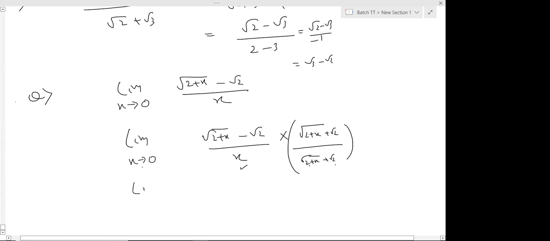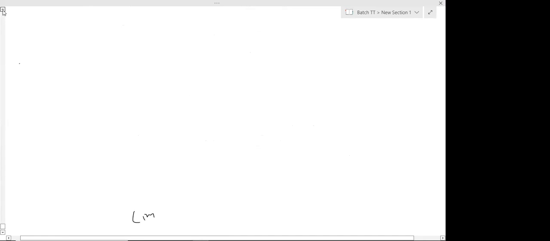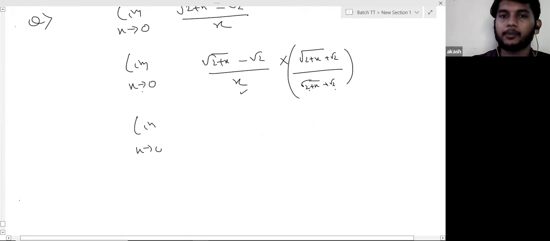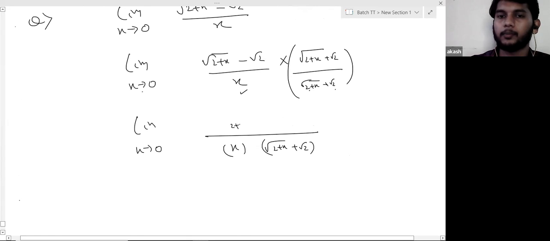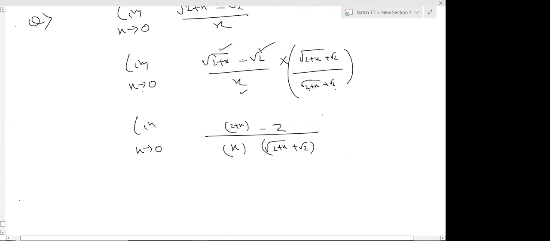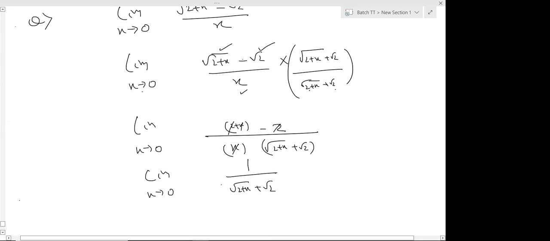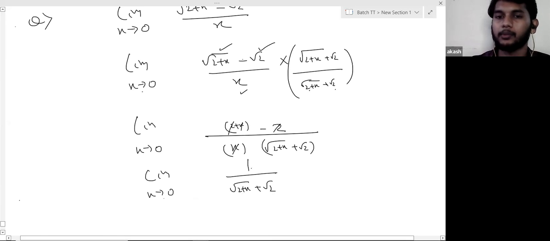So this is limit x tending to 0. The denominator is same. In the numerator we have 2 plus x minus 2, this square minus this square. So limit x tending to 0, minus 2 plus 2 is cancelled. This x and x we can cancel. So 1 upon root 2 plus x plus root 2. Now we can try direct substitution. So x equals to 0. So 1 upon root 2 plus root 2, 1 upon 2 root 2.